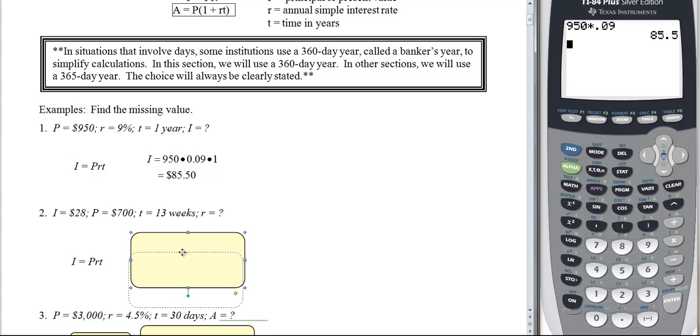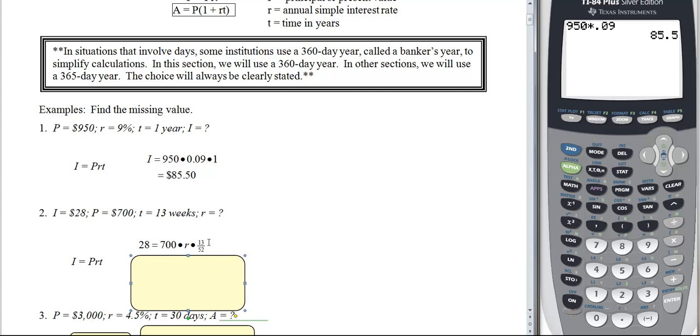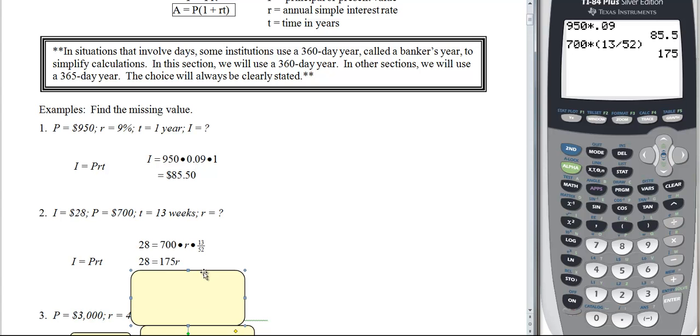So the next part, I'm going to put everything in where it's supposed to go. Now remember, time is in terms of years. So there are 52 weeks in a year, so I did 13 over 52. More than likely, I multiplied 700 times 13 divided by 52. So I should have 175 on my next step.